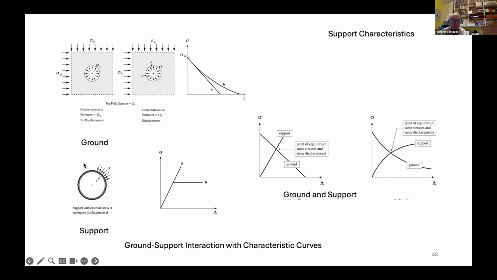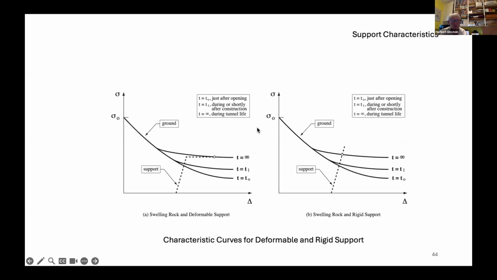We let the counter stresses go to 0, and we get this ground characteristic curve. And then we have the support characteristic curve, the opposite. 0 stress at the beginning, and then we apply stress, and we get the elastic or elastoplastic. And then we combine these two things. So we unload the ground, we load the support, and then we get this point of equilibrium. And it can be linear or non-linear. So this is now the basis for what we can do in swelling ground.